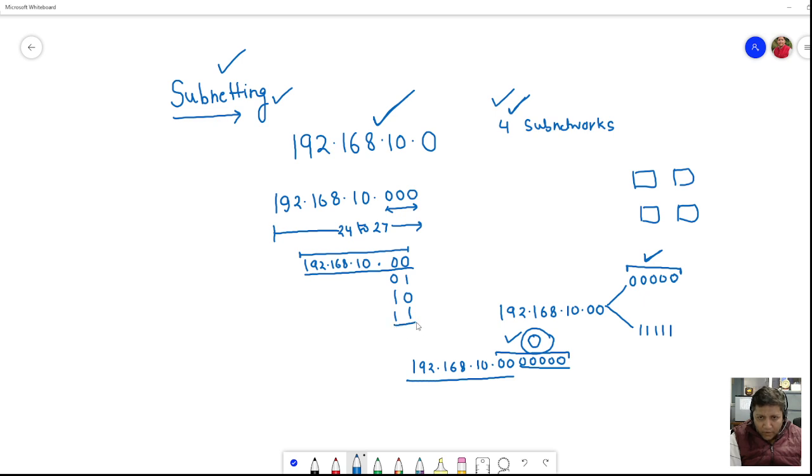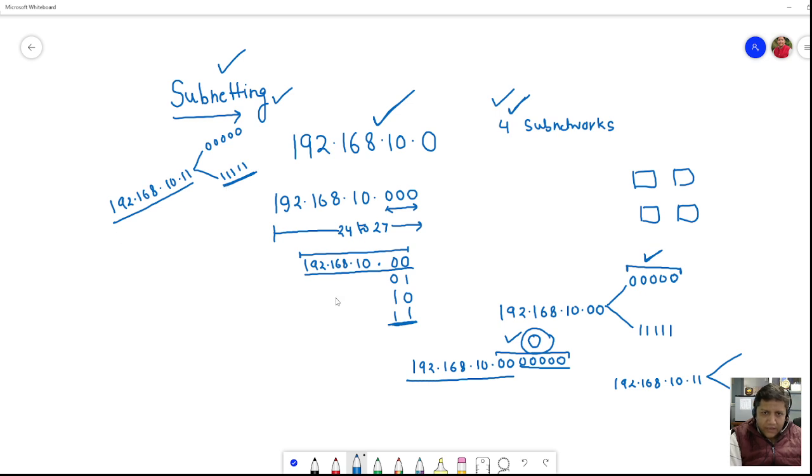Similarly, if we take the last combination, 192.168.10.11, this is the network part now. The rest 5 bits can go from all 0 to all 1. Now if you take all 1s in the host part, which is now 5 bits, it means it's a broadcast ID.